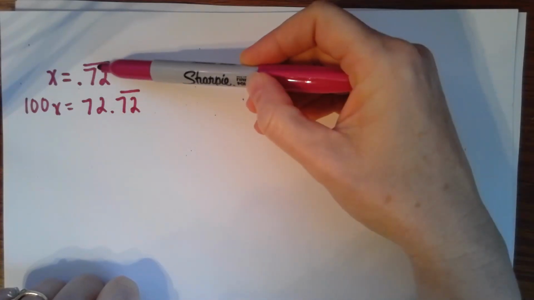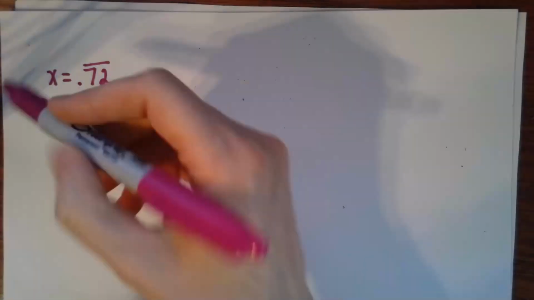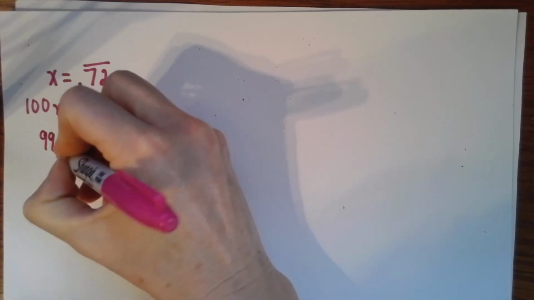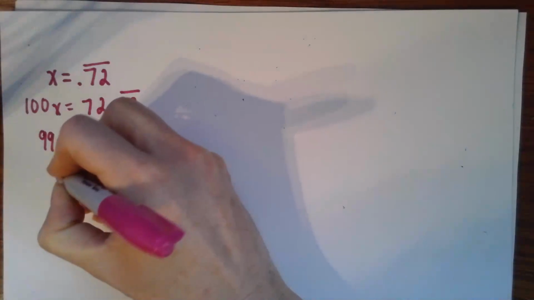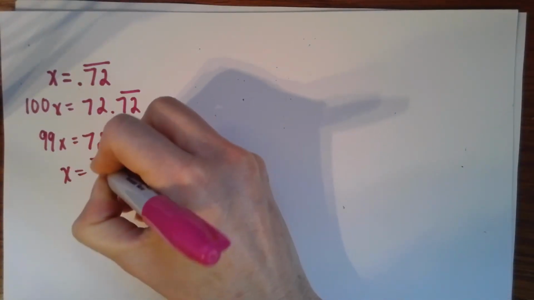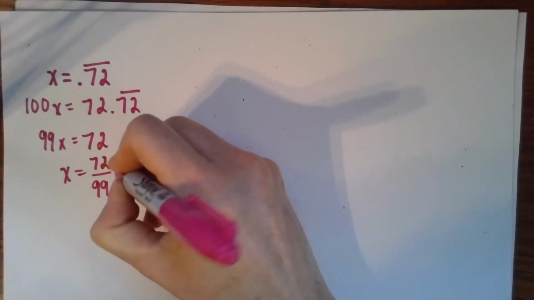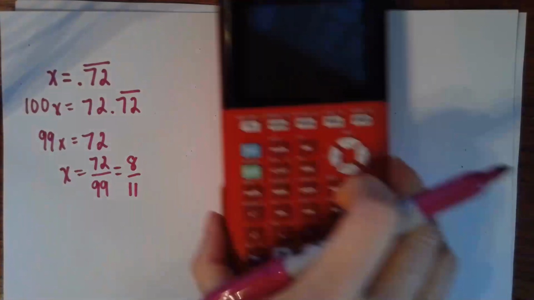Now I have these two numbers with a 0.72 repeating. If I subtract them, the repeating part will go away. So I'm going to subtract the bottom equation minus the top equation. On the left side I'll get 99x, and on the right I'll get 72. And so that means x is 72 over 99. Or if you wanted to reduce that, 9 goes into there 8 times and 11 times. So you could write 0.72 repeating as the ratio of 8 over 11.